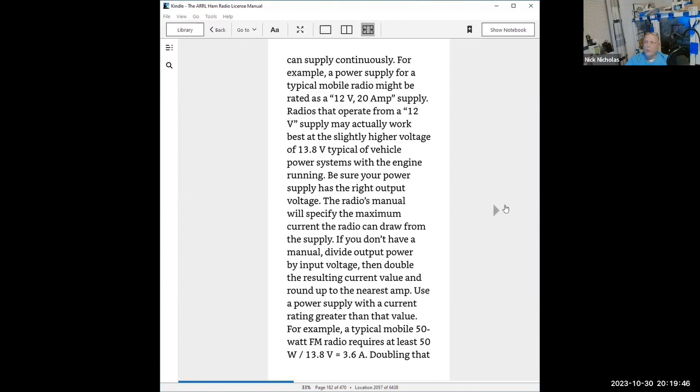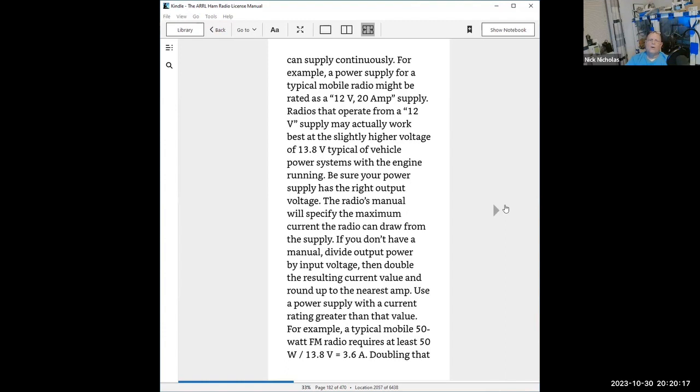Most all ham radio final amplifiers are Class C amplifiers. I think it's Class C, I gotta look that up. I get them mixed up sometimes. They're only 50% efficient. So if you're transmitting 100 watts, it needs 200 watts to make that power.